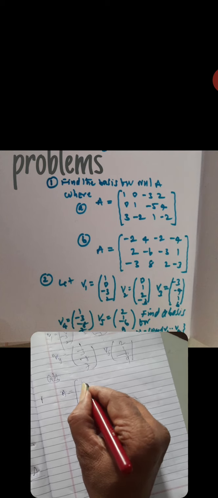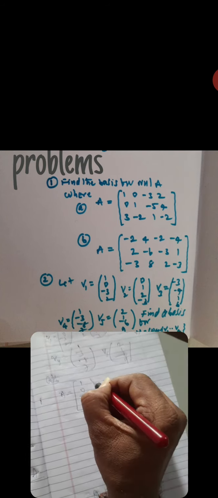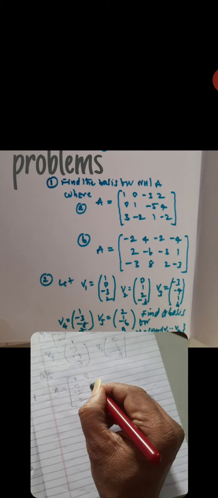Write the matrix: 1, 0, minus 3, 2. Here 0, 1, 2, minus 3, minus 3, minus 4, 1, 6. Here 1, minus 3, minus 8, 7, 2, 1, minus 6, 9. This is the matrix. Now row reducing A to find pivot columns.